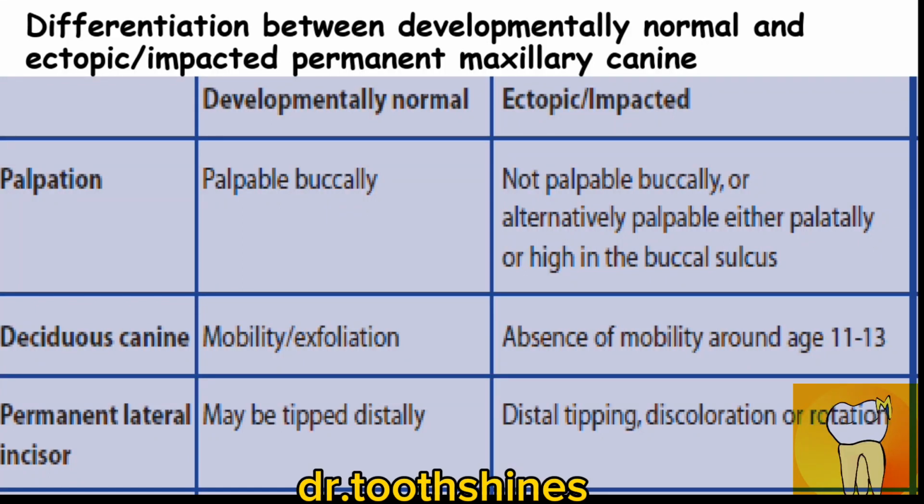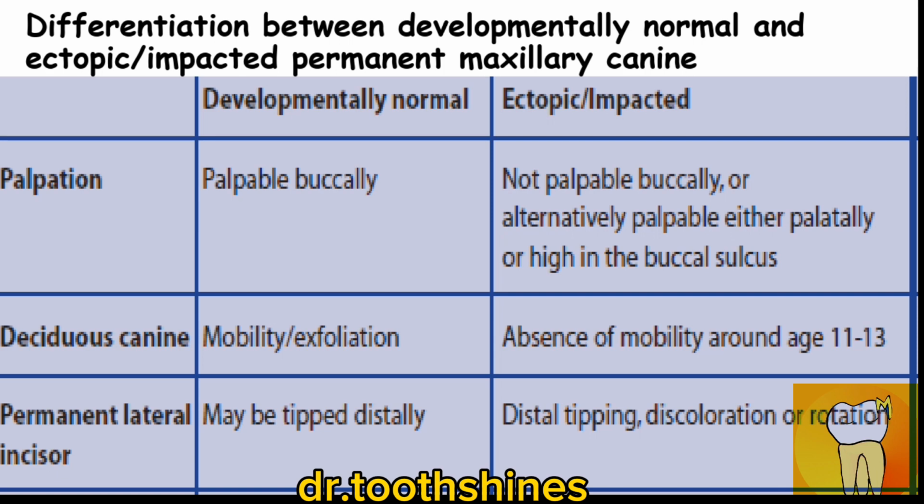Part 2 of canine impaction, and in this video we will talk about the differentiation between developmentally normal and ectopic or impacted permanent maxillary canine. So these are the following points we will use for differentiation. Number one is palpation. In a developmentally normal canine, the canine is palpated buccally, but in an ectopic or impacted canine, it is not palpable buccally, but it is palpable palatally or high in the buccal sulcus.